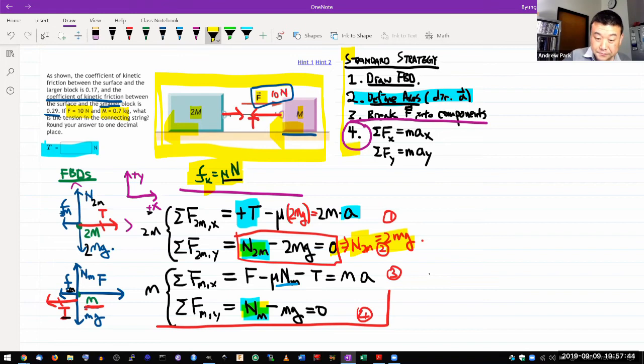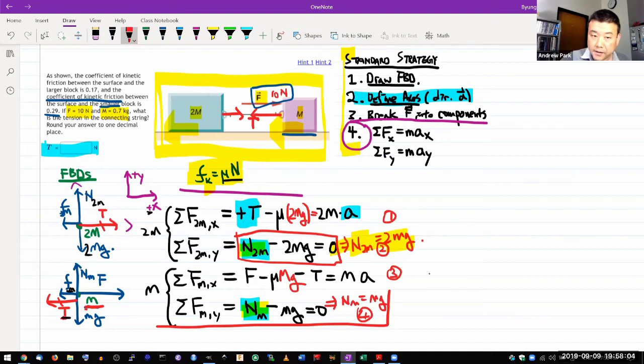So you do the same thing here. The normal force on the smaller block is equal to mg. So plugging that into the equation above, I have normal force is equal to mg.